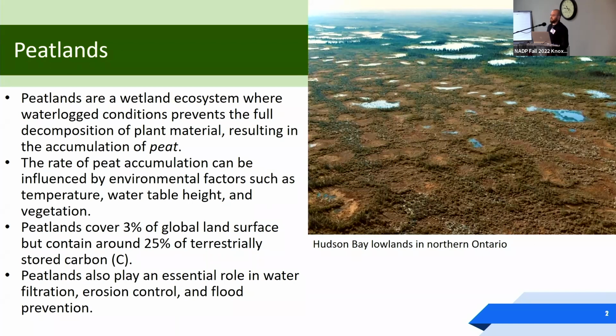So these are massive carbon pools that, as we focus more on climate mitigation and increasing carbon sinks, peatlands are a major factor in that. And so not only are they massive stores of carbon, but they also play a large role in water filtration, erosion control, and flood prevention. They're also biodiversity hotspots, as most wetlands are.